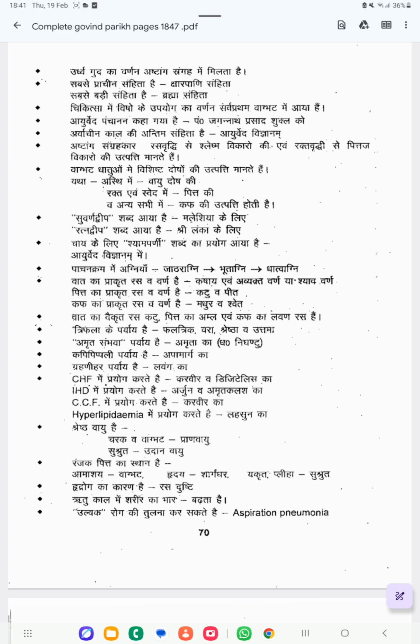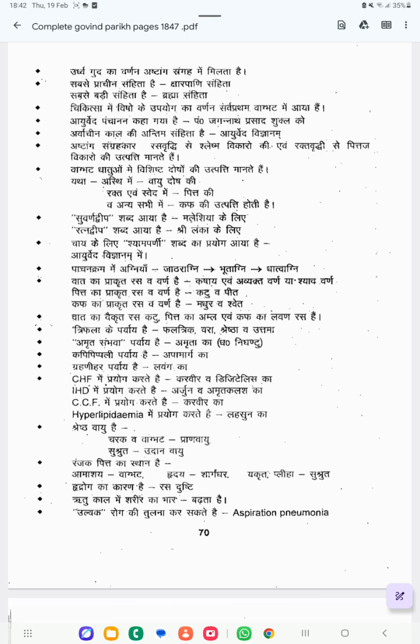Then Pachana Krama in Agni, like how the digestion is happening. First of all Jatharagni will be acting, then later onwards Bhutagni, then Dhatvagni. So if you are eating food, first Jatharagni will be acting, then Bhutagni, then after that Dhatvagni will be acting. This is the way how the Agni will be functioning in your body.